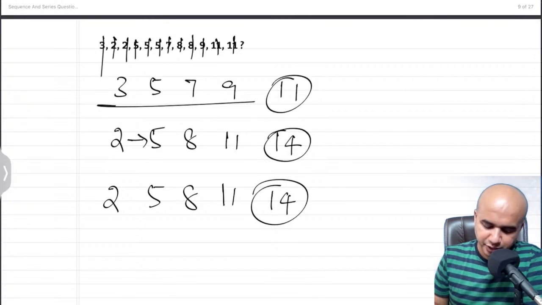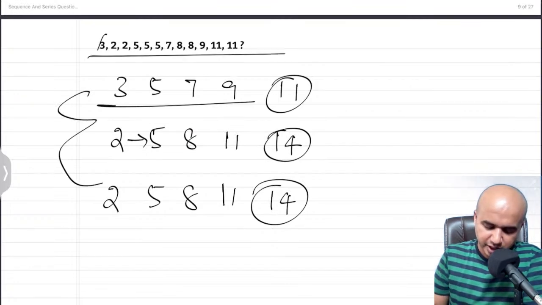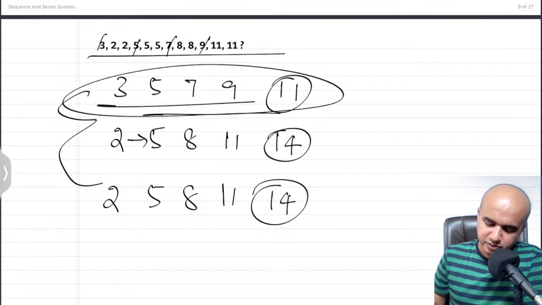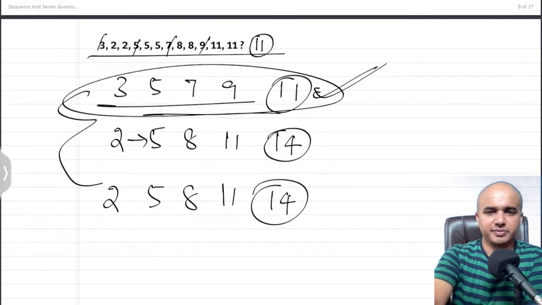So which is due out of these three series in this set? So 3, 5, 7, 9. So next once again would be from the first series itself. So the next number in the first series is 11. So therefore the next number in the question is also 11.